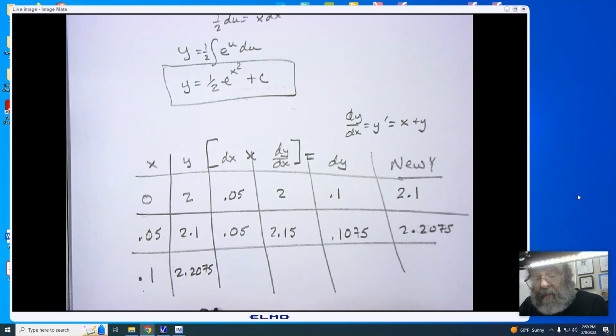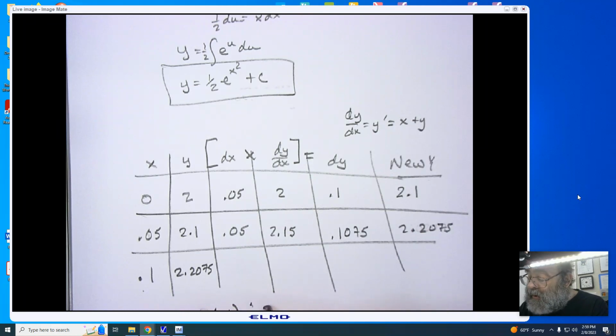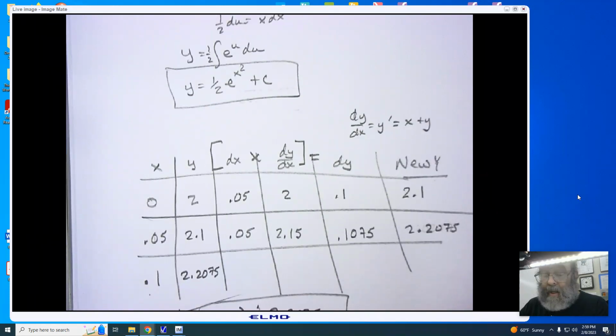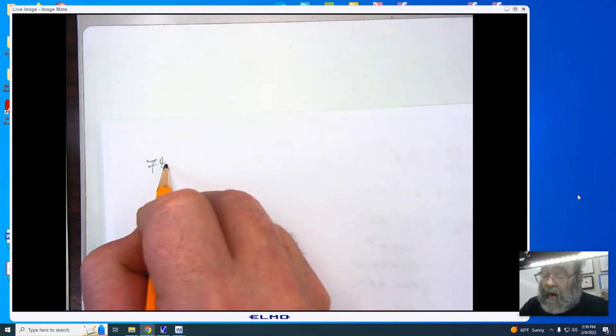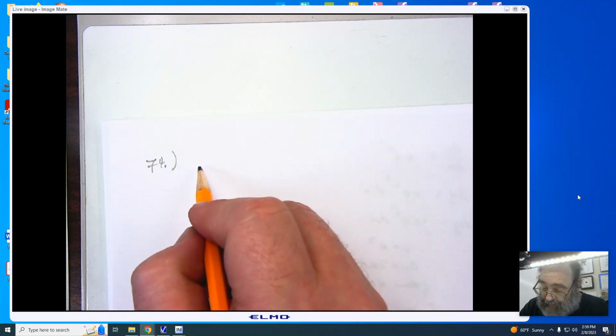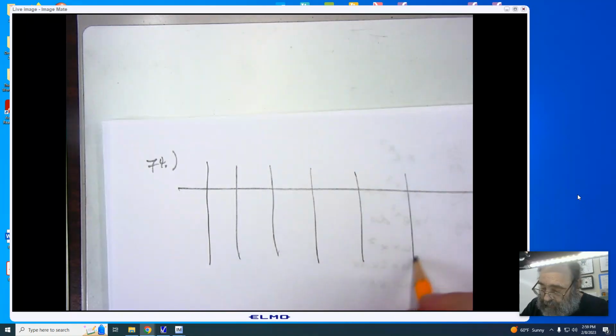Therefore, f of, or y of, I suppose they're doing a y instead of a function. So y of 0.1 using Euler's method is approximately 2.2075. You can see that was number 73. It's different from what the book is asking us to do. This brings us to number 74. Once again, follow what I ask, not what the book is telling you to do, or you're in hell. It's your fault. I recommend you don't do it.